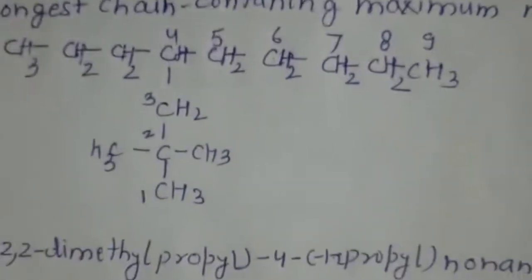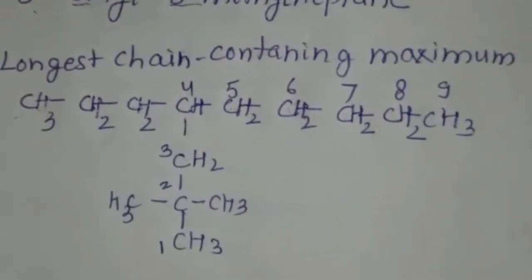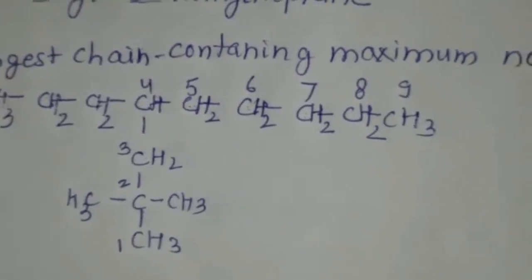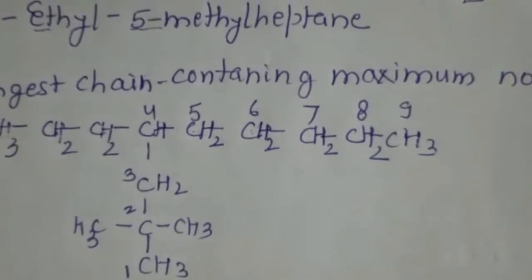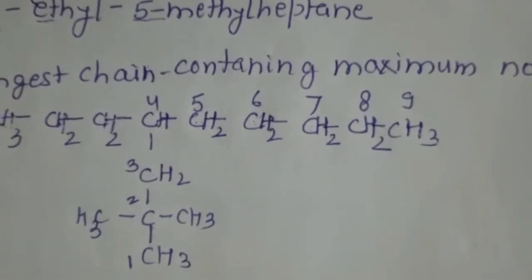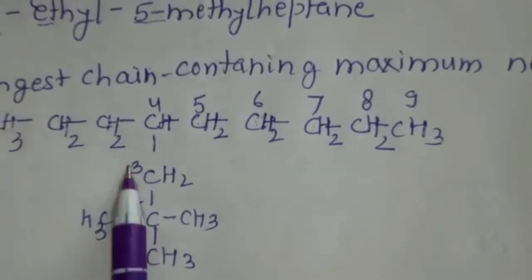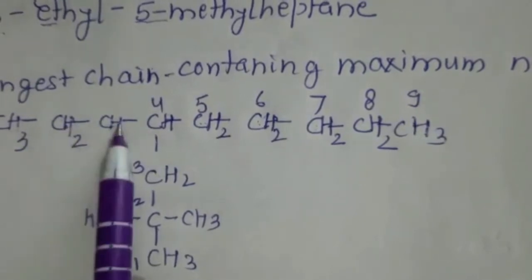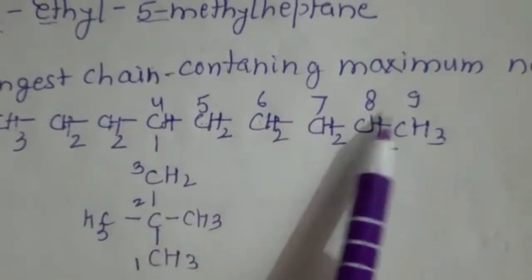Now suppose a longest chain contains the maximum number of carbon atoms. Two identical chains are there containing the maximum number of carbon atoms: 1, 2, 3, 4, 5, 6, 7, 8, 9, and here also 1, 2, 3, 4, 5, 6, 7, 8 and 9.